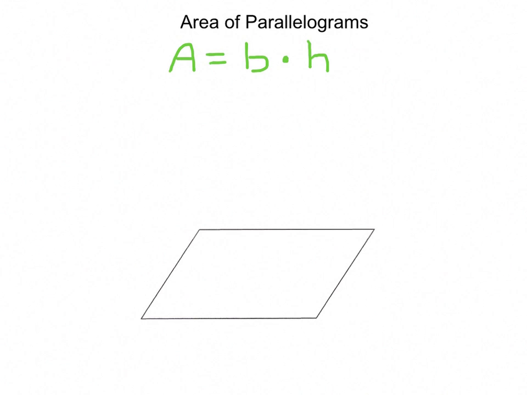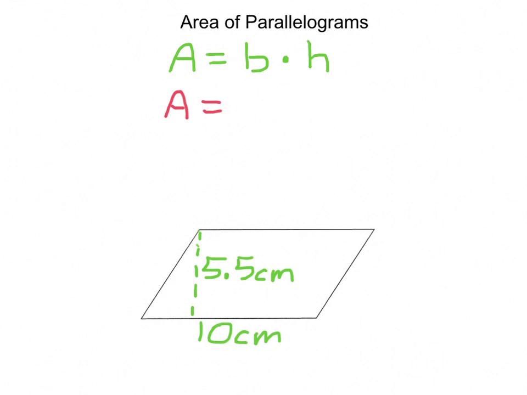So if I were to solve this, let's say that the base of this particular parallelogram was 10 centimeters, and the height, usually when we talk about the height, it's a dotted line like this, and I'm going to say that the height in this case is 5.5 centimeters. So if I want to solve for the area of this parallelogram, I'm going to take the formula, area equals, my base is 10 centimeters, multiplied by the height, which is 5.5 centimeters, and I just multiply that together.